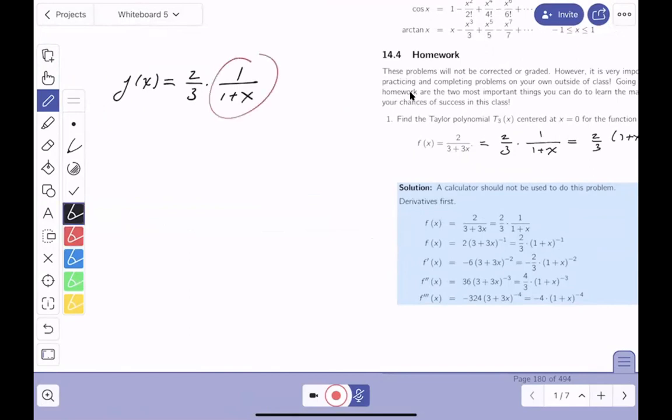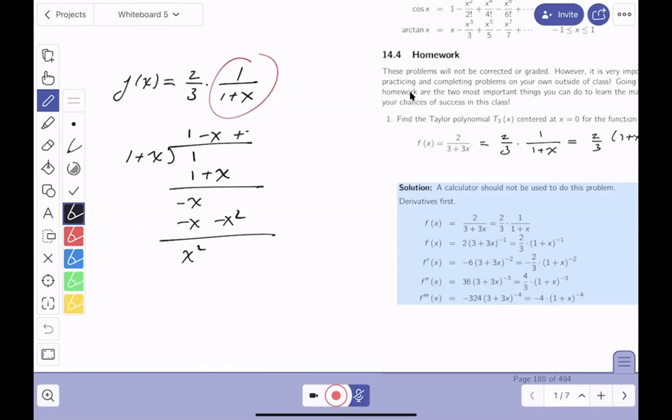Let's give it a shot, see what happens. So it's going to be 1 plus x divided into 1. So we get 1. That would give you 1 plus x. I'll subtract, you get minus x. So it'll be minus x. That would be minus x squared. Subtract, you would get x squared.